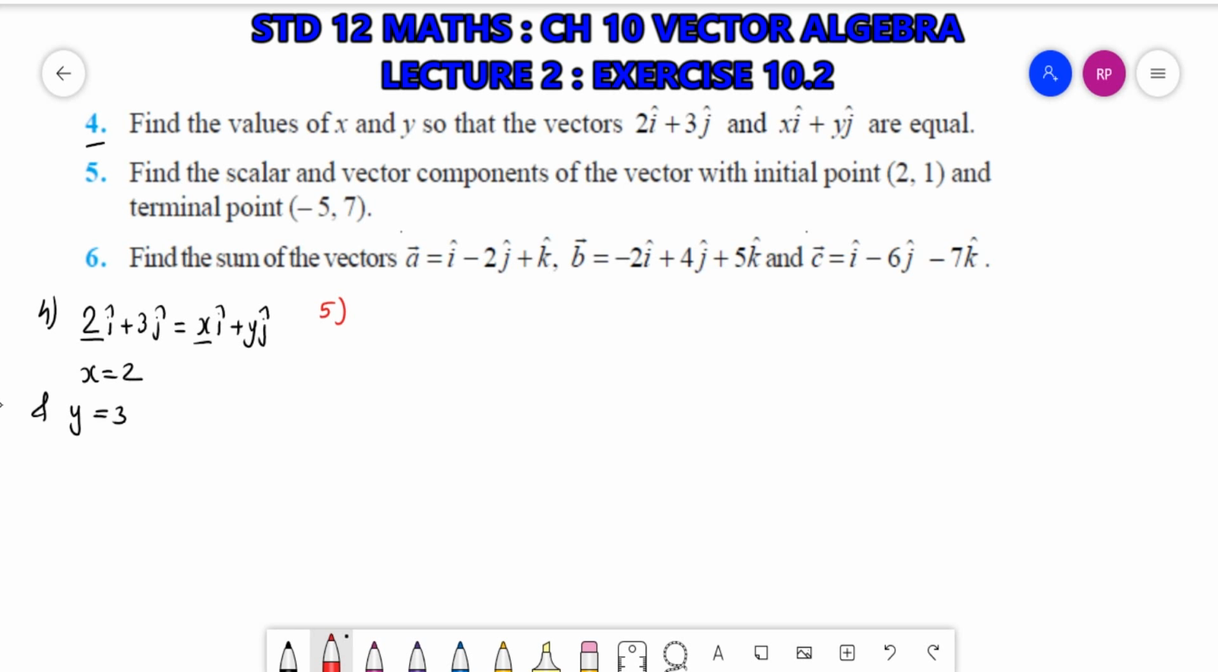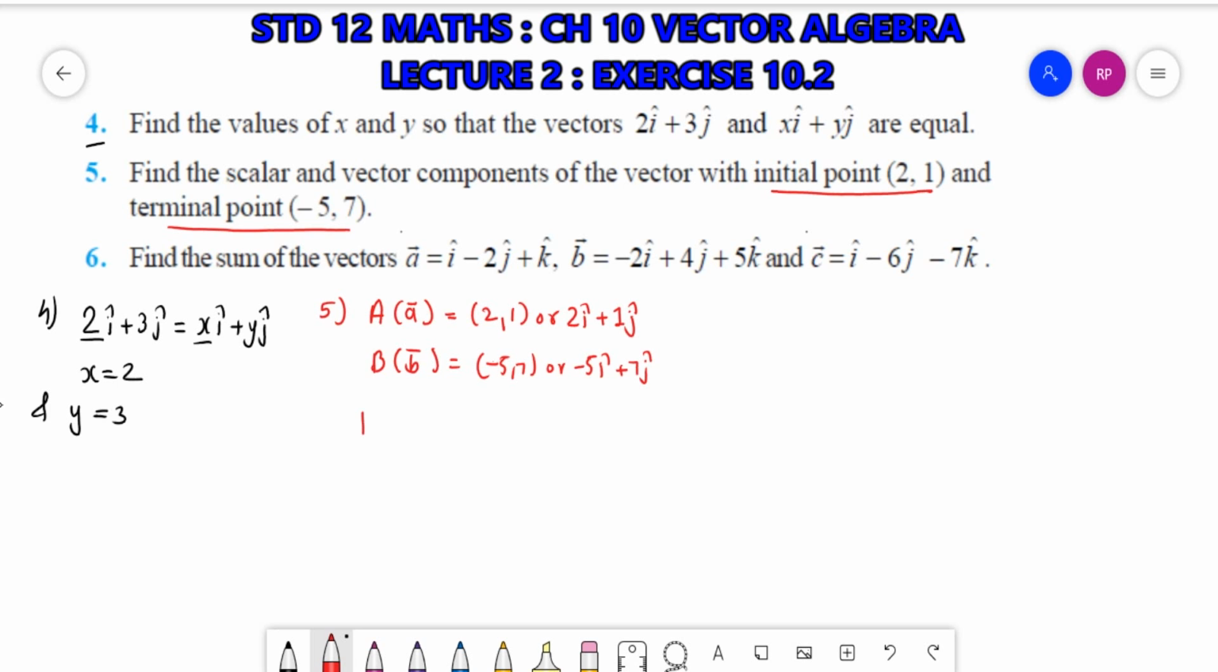Next, question number 5. Find the scalar and vector components of the vector with initial point 2, 1 and terminal point minus 5, 7. So let's take the initial point with position A as 2, 1, or 2i plus 1j. And the terminal point B with position B that is minus 5, 7, or minus 5i plus 7j. Now, if I want to find the vector with initial point A and terminal point B, then that must be equal to vector AB from A to B. And its formula is B minus A. So it's minus 5i plus 7j minus 2i plus 1j.